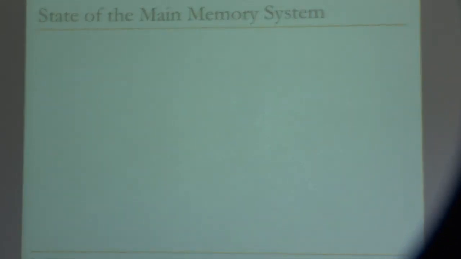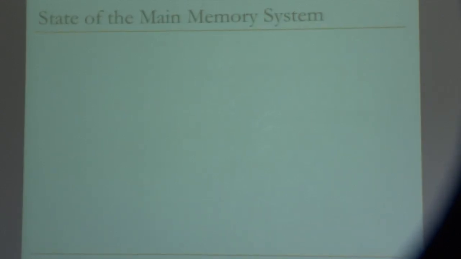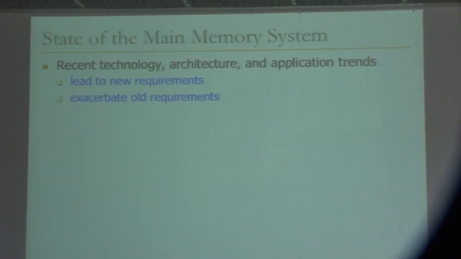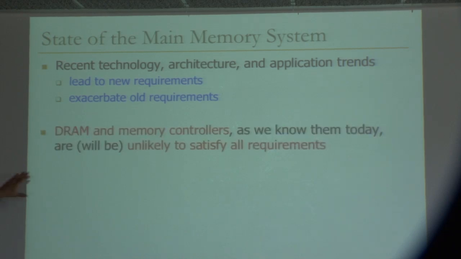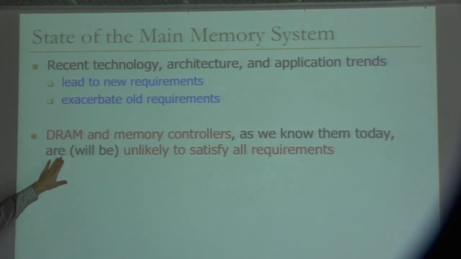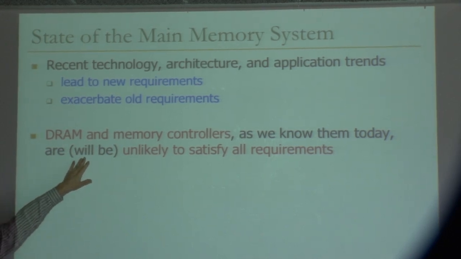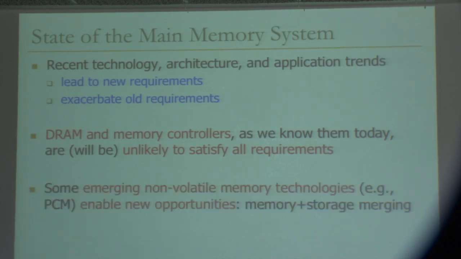Okay, let me tell you a little bit about the state of the memory system as I see it. There are some recent technology, architecture, and application trends that lead to some new requirements and exacerbate some old requirements from the memory system. And you've seen this in the memory scaling paper that you read. This is actually partially based on the memory scaling paper. And I'll posit that DRAM and memory controllers, as we design them today, are, and if they're not already, will be unlikely to satisfy all of the requirements that we need from the memory system.